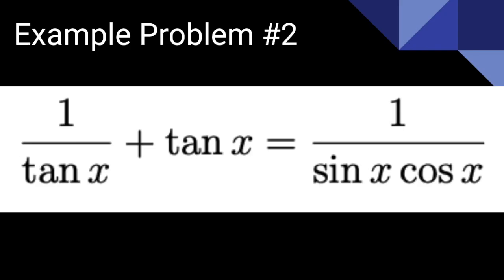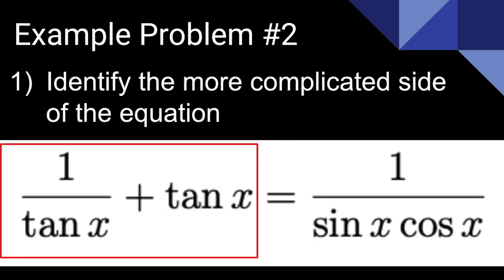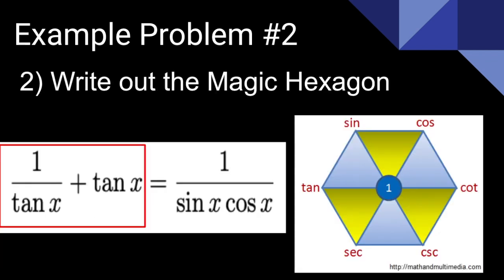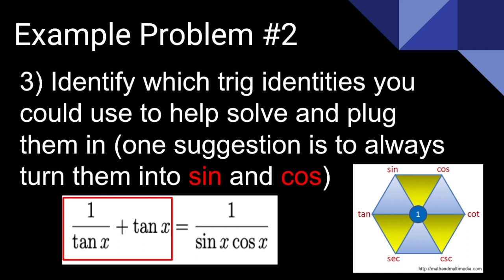However, throughout your simplification process, you want to see if other trig identities can be used to help solve the problem. So this is when the magic hexagon is going to become extra important. So our second example problem is 1 over tan of x plus tan of x equals 1 over sine of x times cosine of x. Now, step 1, if you remember, is to identify the more complicated side of the equation. So I have identified this as 1 over tan of x plus tan of x. Step 2 is write out your magic hexagon and label it perfectly. So after you've written out your magic hexagon, you want to identify which trig identities you could use to help solve and plug them in.